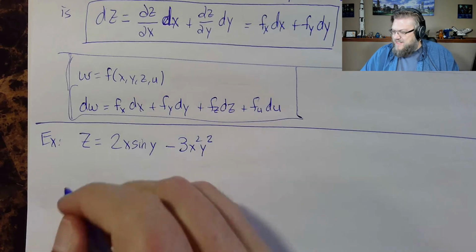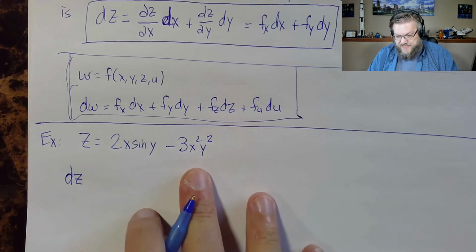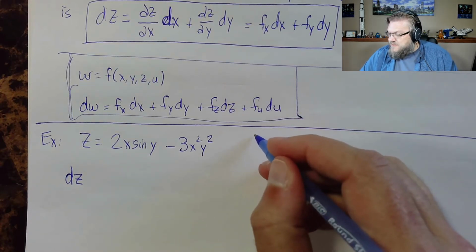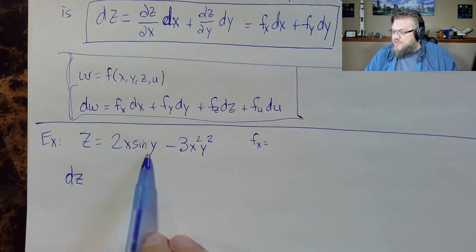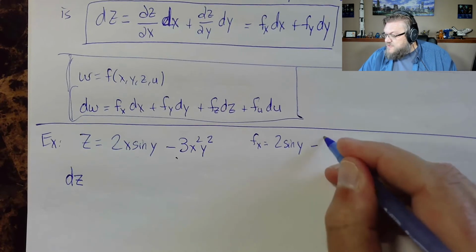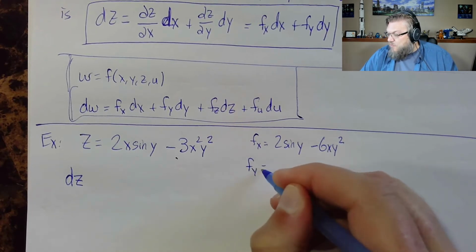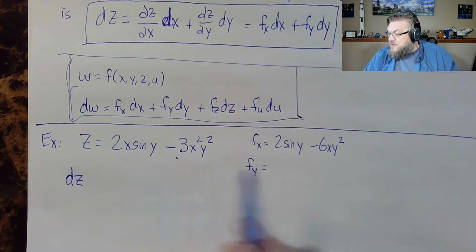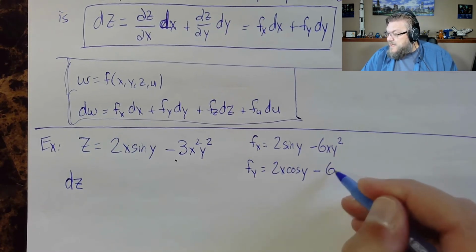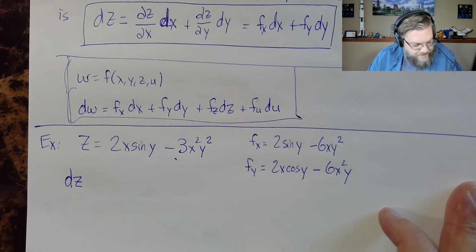All right. So in order to calculate dz, I better get the partial with respect to x and the partial with respect to y. Right? So let's go over here and do that. I can say fx is going to be the derivative of this with respect to x. That's going to be 2 sine y minus 6xy squared. Okay. And the partial with respect to y is going to be 2x cosine of y minus 6x squared y.